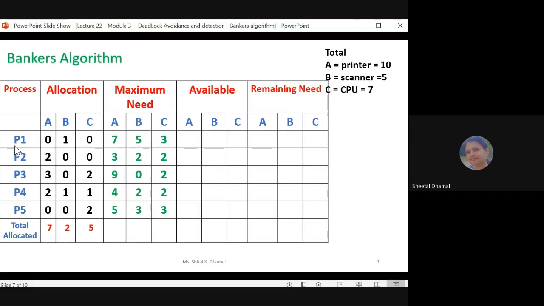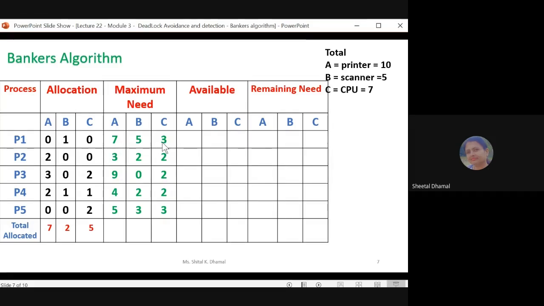Process P1 requires 7 minus 0, that is 7 printers to complete its job. It requires 5 scanners, but the operating system has allocated only one scanner to process P1. So the number of remaining resources required by P1 is 5 minus 1, that is 4. Then it requires 3 CPUs, but the operating system has assigned only 0 CPUs.